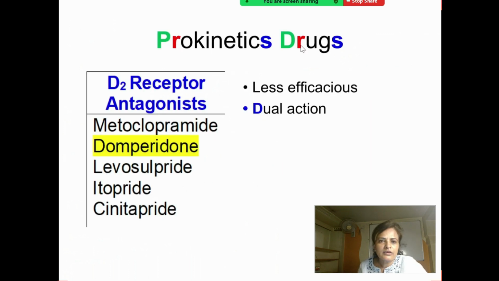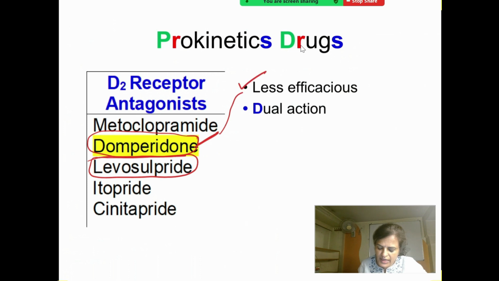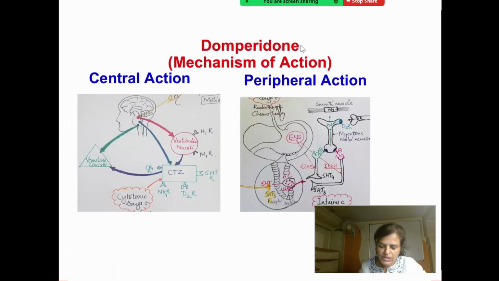Now the next drug is domperidone. Domperidone and levosulpiride, both their mechanism of action is almost the same. Domperidone, in comparison to metoclopramide, is less efficacious, with dual action. Both of these drugs act as dual, just like metoclopramide, with a little bit of difference. Just see what the differences are that domperidone and levosulpiride exert over metoclopramide.